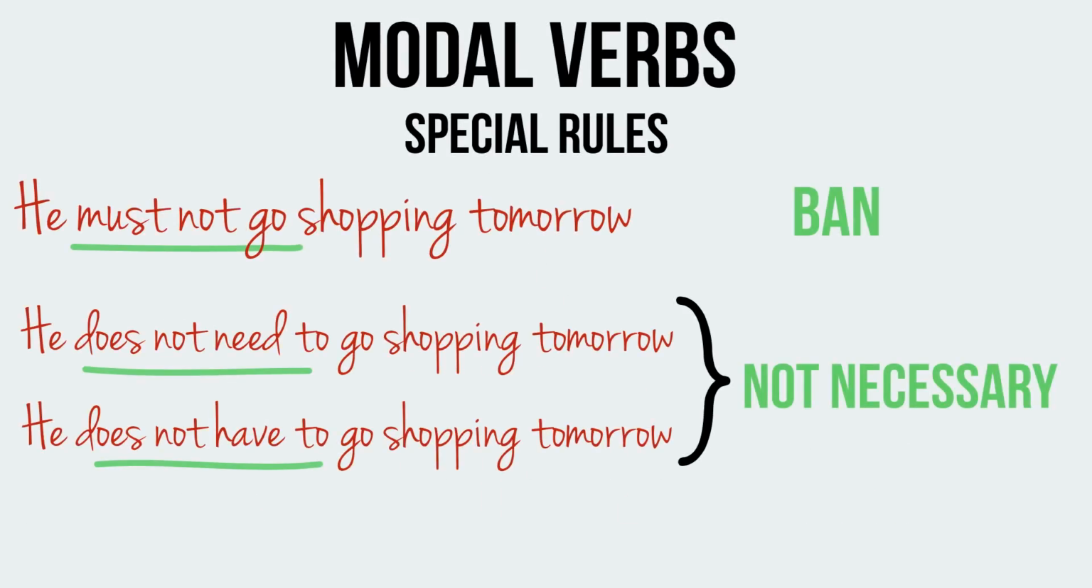There is one more important thing about the negative form of the verb must. When you're saying "he must not go shopping tomorrow," you express a ban. You're saying that he's not allowed to go shopping tomorrow. But if you want to say that something is not necessary, you say does not need to do something or doesn't have to do something. For example, he does not need to go shopping tomorrow, or he does not have to go shopping tomorrow. In this way, you are saying it's not necessary for him to go shopping tomorrow.